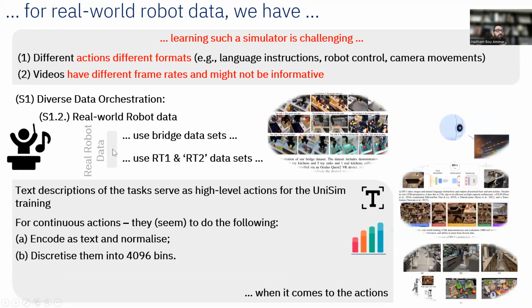And if you have real-world robotic data, such as the bridge dataset or the RT1 and RT2 datasets, they are doing the same. They are taking the text description of the task as a high-level action, and they are now taking these continuous actions and encoding them into text and discretizing them as well, so we would create these extra tokens.